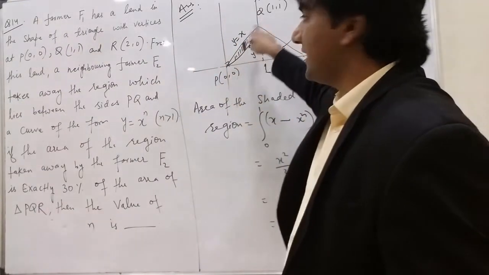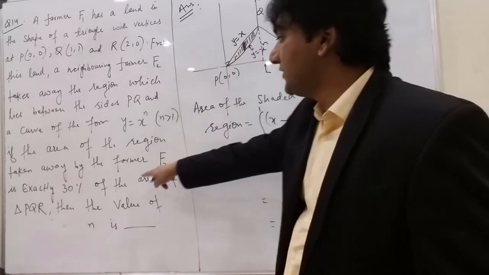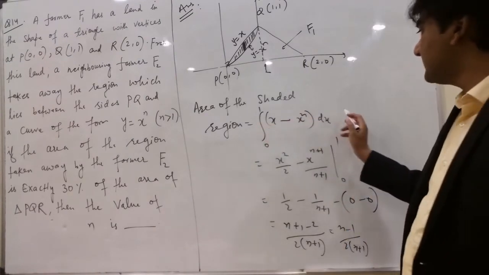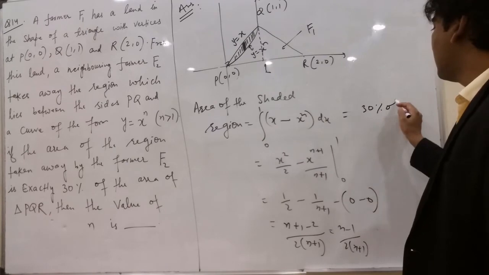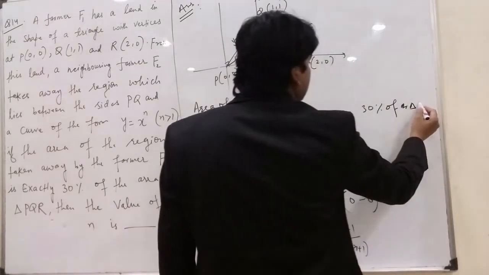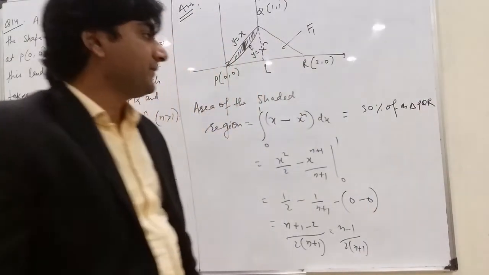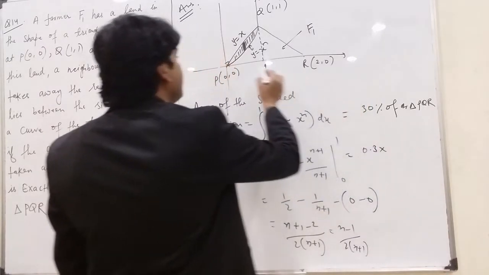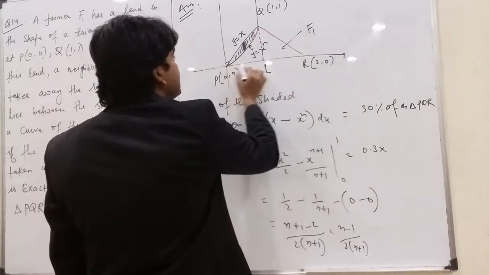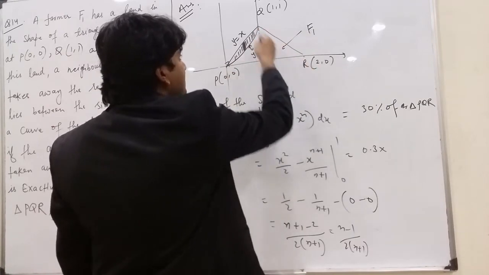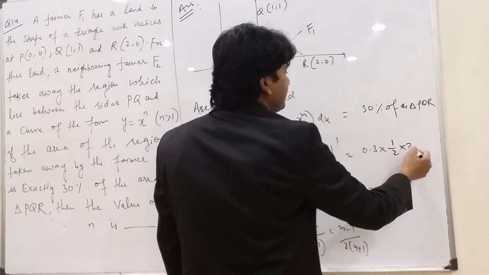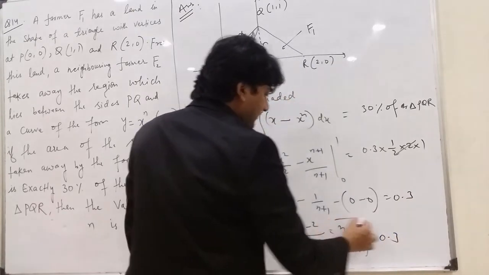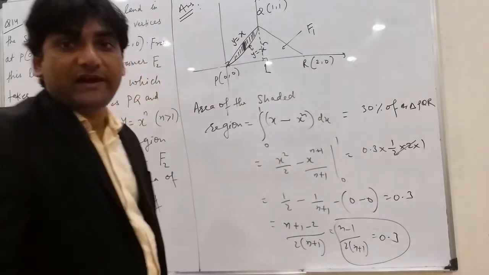This area has been taken away, and that area is equal to 30% of the area of the triangle PQR. So indirectly this is equal to 30% of the area of the triangle PQR. So now 0.3 times the triangle PQR, this is P, this is Q, this is R, this is base and this is height. Base is 2, height is 1. So half times base 2, height 1, the 2 cancels. This is 0.3. So now we have to solve this and find the value of n.